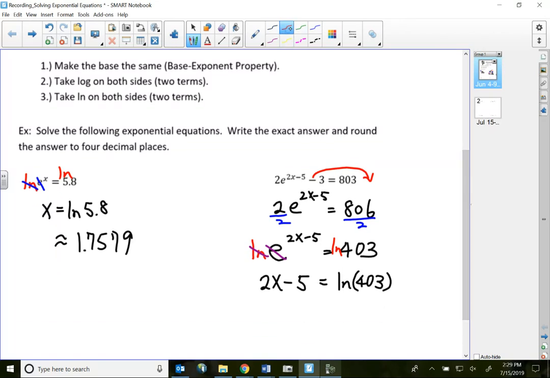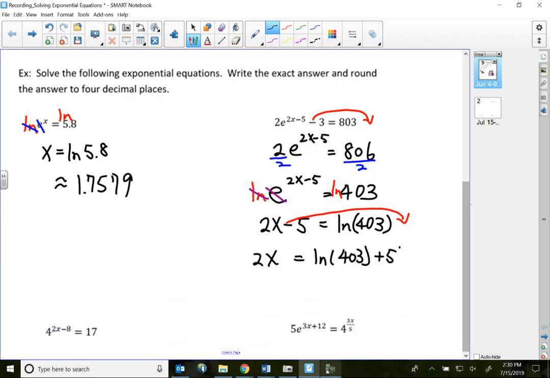Because to get x by itself, I'm going to move my -5 over, which will be a separate term. So this is 2x equal to natural log of 403 first, then plus 5. So these are 2 separate terms. Now, to get x by itself, divide all the terms by 2. So my exact answer will be natural log of 403 plus 5, then divided by 2.